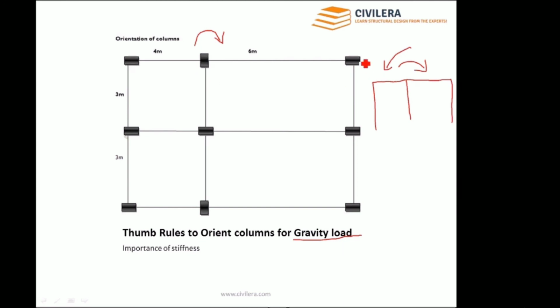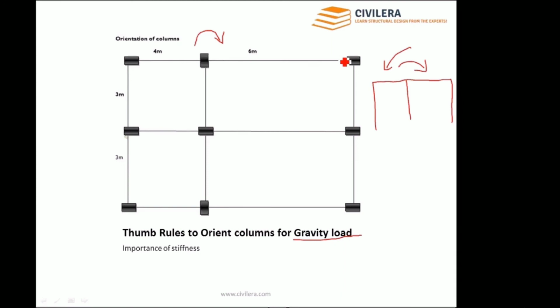The same way, when you come to this column, 6 meter is more than 3 meters, so I'm orienting it in this 6 meter direction. So 3 minus 3 is 0, so I'm orienting it in the 4 meter direction. Again 3 minus 3 is 0, 6 minus 4 is 2, I'm orienting it in this direction. This is again 6 versus 0, so I'm orienting it in this direction. Now this frame is similar to the above frame. Please note, this is based on gravity loads. This is the thumb rule.